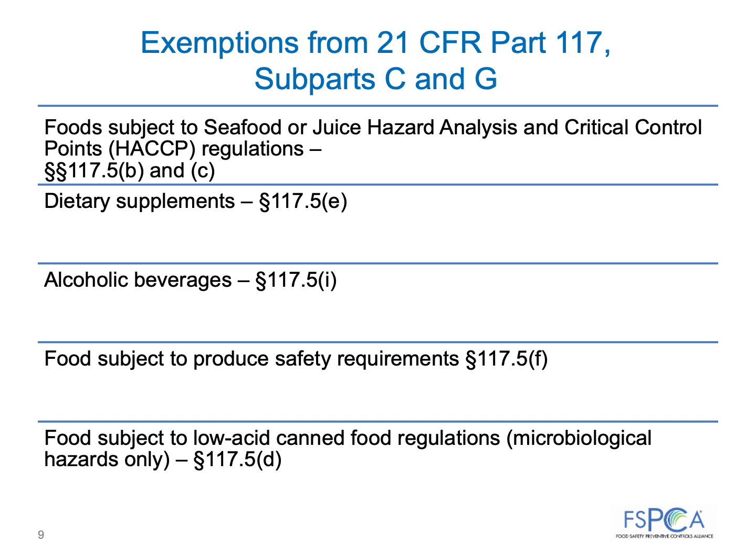Check out the FSPCA's Form 0064, Preventive Controls for Human Food, Food Facility Type and applicable regulations table, to identify which subparts of 21 CFR Part 117 apply to these facility types.